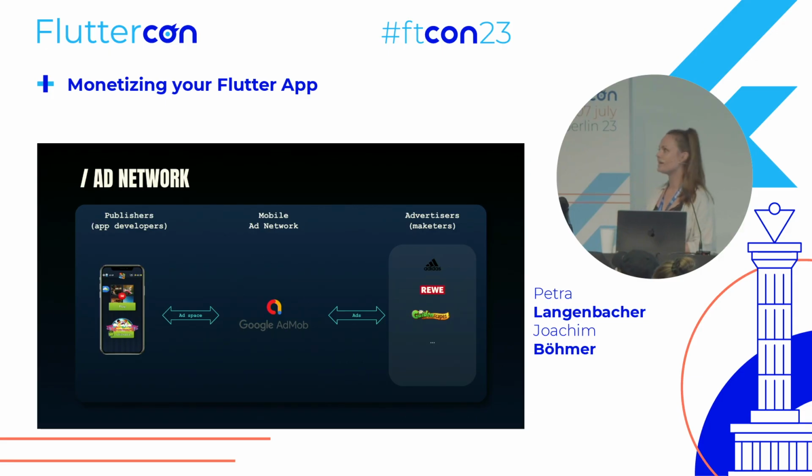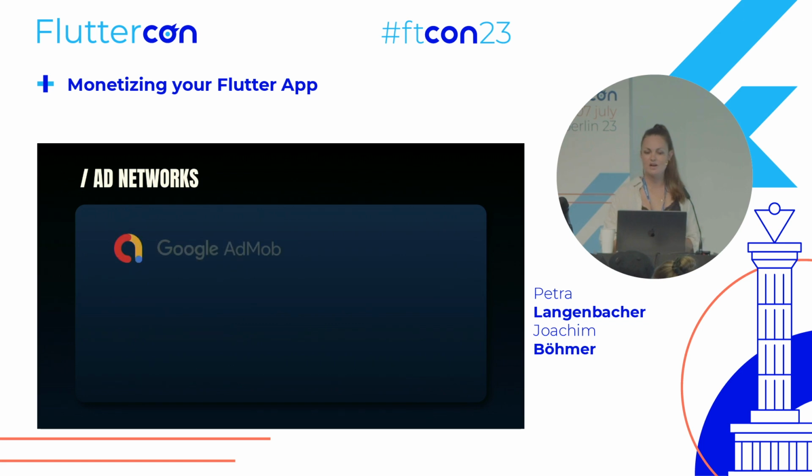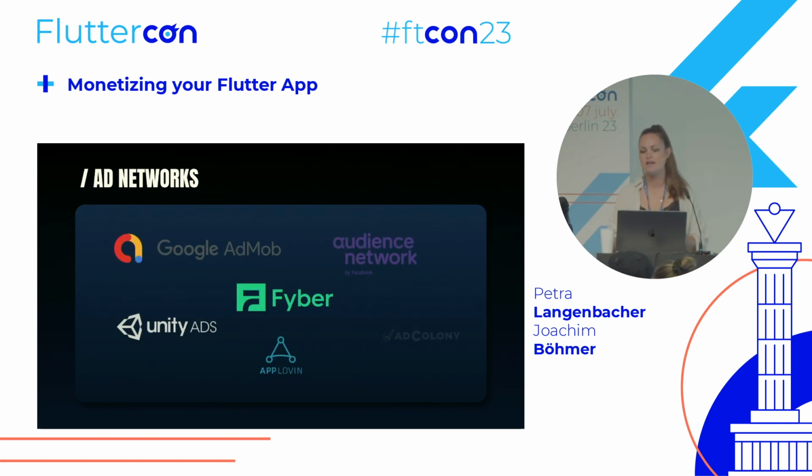Now let's take a look at how to integrate such ads into your app. To display advertising in your app, you need a so-called mobile ad network. This is the link between the app developers who provide ad space in their app and the advertisers who want to display ads for their product. A relatively well-known ad network is Google AdMob, but there are many others like the Facebook Audience Network, Fyber, Unity, AppLovin, AdColony, and many more.